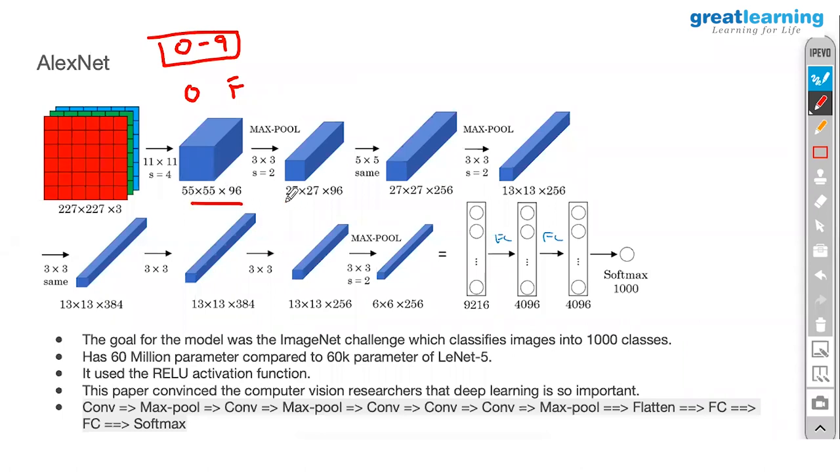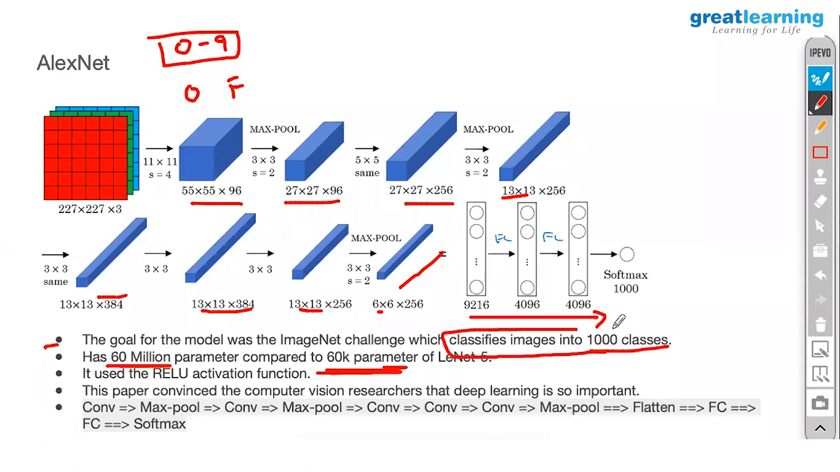So what they have done is simply increased the layers of convolution and pooling. That's it. There is no other difference. And if you observe, even their FCNN will differ because of the number of changes. The goal for the model was the ImageNet challenge, which classifies images into 1000 classes, and it has 60 million parameters compared to 60,000 parameters. So when this increased from 60K to this, even the capacity to classify images increased for us. If it comes under those 1,000 classes, you can use the ready-made weights from this network in your network.